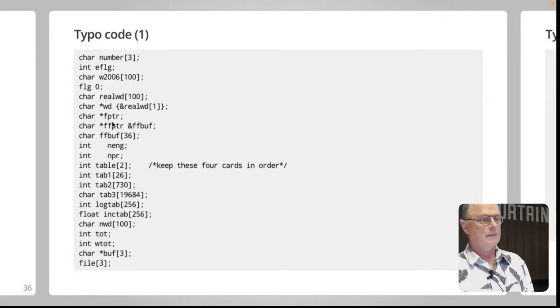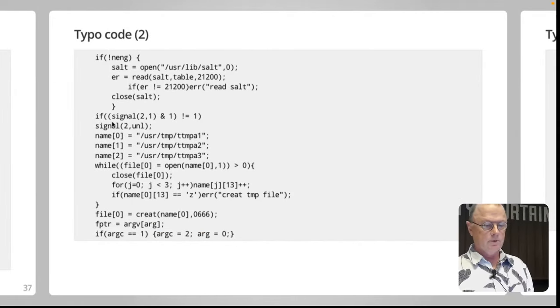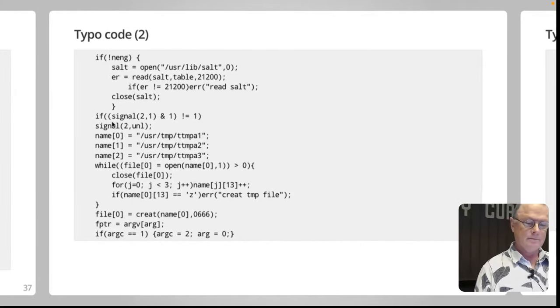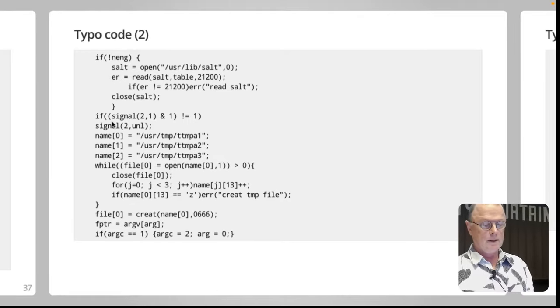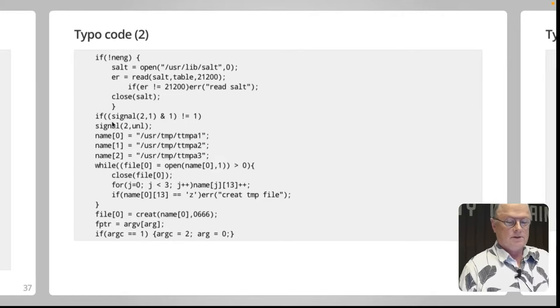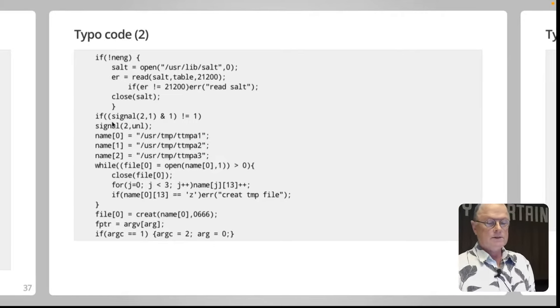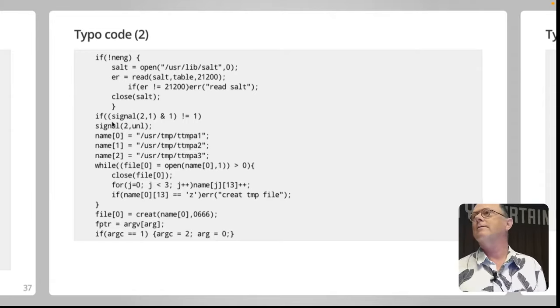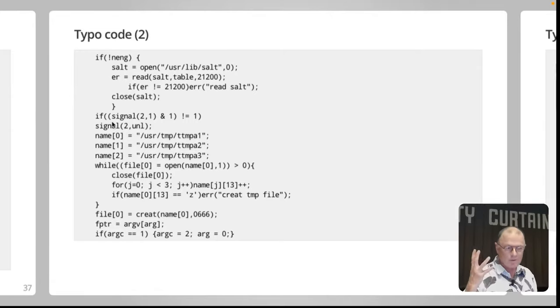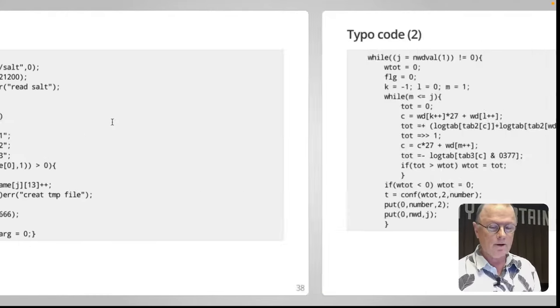Pretty weird, right? Here's some code to do some reading. Ugly, right? But it works. This is the processing. It's not formatted right. I mean, there's magic numbers everywhere. Read salt table 21200. Anyone want to guess what 21200 is? It's the length of the file. It's programmed right into the program. Awful, awful, right? We're mocking. This is terrible code. Terrible code.